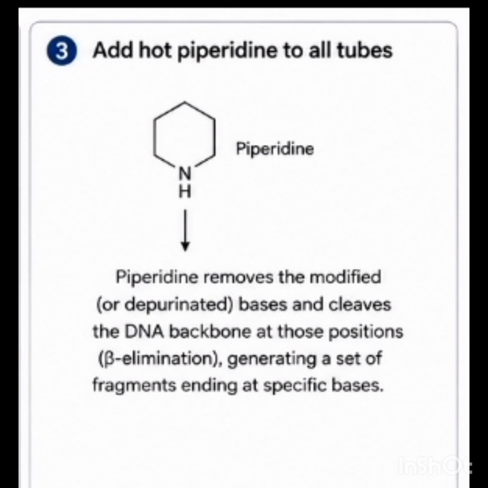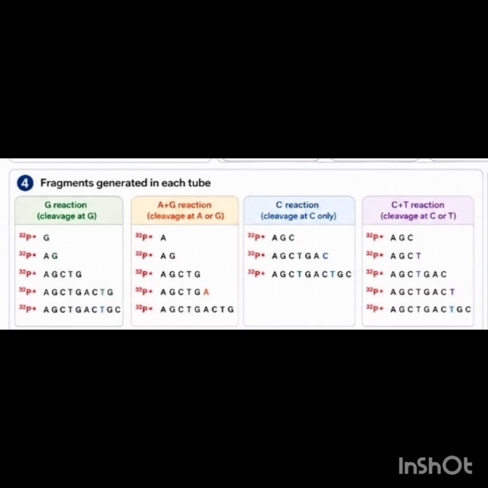The next step introduces the most important reagent in the entire procedure, hot piperidine. Piperidine is added to every reaction mixture, and it recognizes the chemically modified bases, removes them, and breaks the sugar phosphate backbone at those positions. In other words, piperidine converts chemical modification into actual cuts in the DNA strand. As a result, each tube now contains a collection of DNA fragments of different lengths.